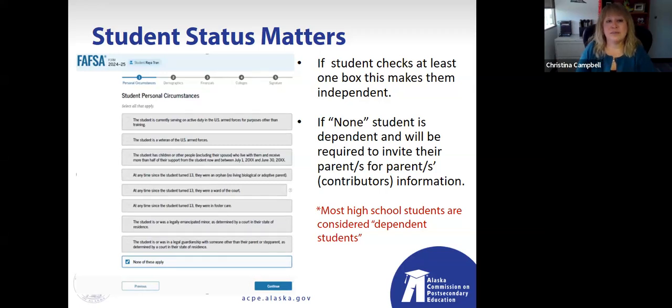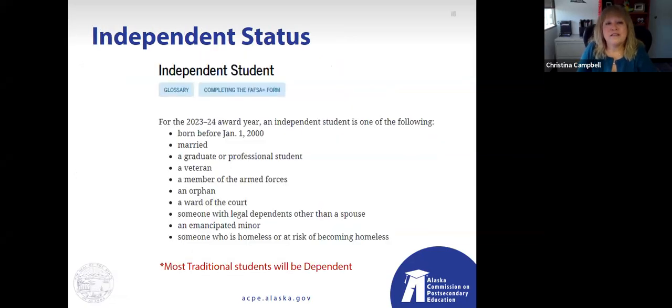If any of those things apply, and if they can check a box to any of these, that will automatically make them independent, meaning they can fill out this FAFSA form by themselves. They do not have to invite any parent to fill out this form. Most of them, however, will be checking none of the above, which means that they are dependent, which means that they will then have to invite a parent to fill out the form with them, which we'll get to in just a minute.